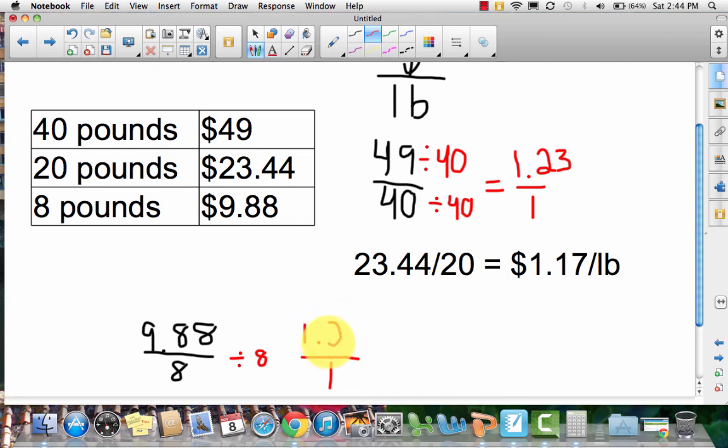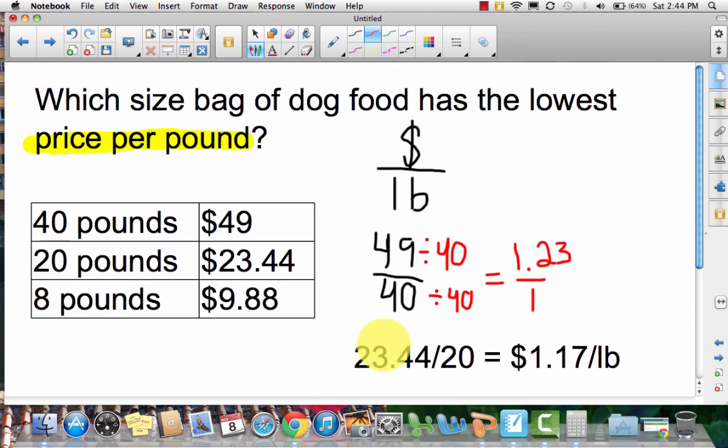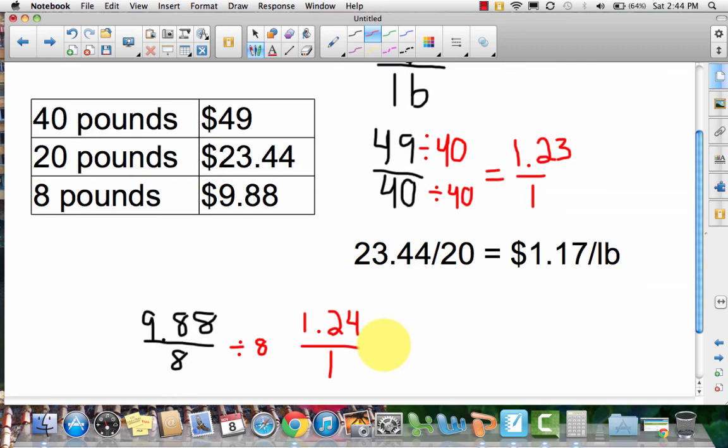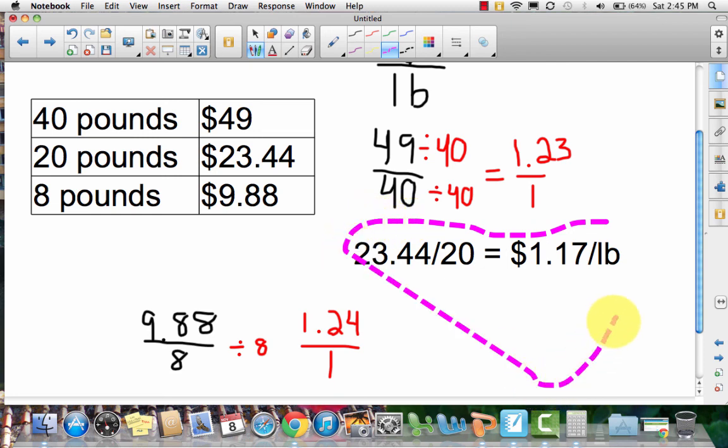And if I look back at the original question, I was asked which of the three is the best buy? What is the cheapest option or the lowest price per pound? So my options are paying $1.23, $1.17, or $1.24. And clearly here, $1.17 is the cheapest option. Woo! So I would go with the 20-pound bag.